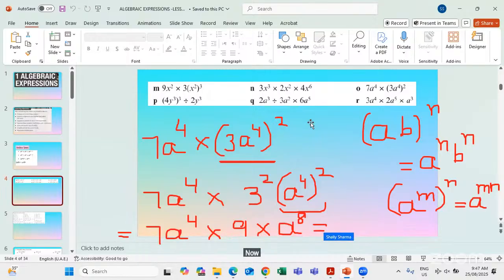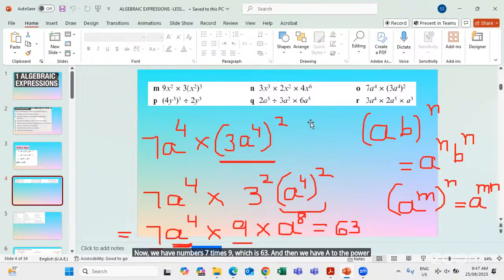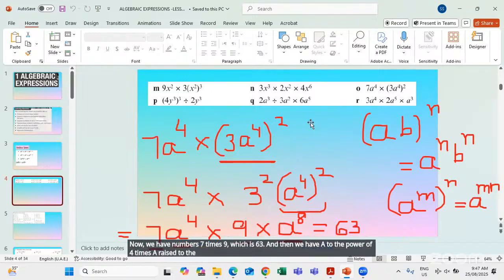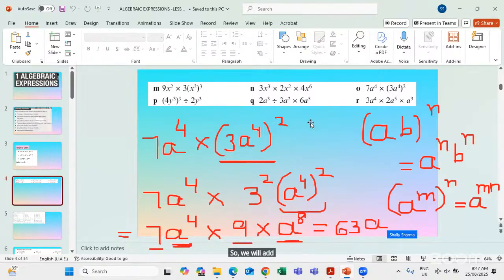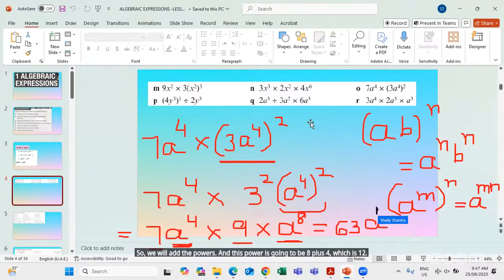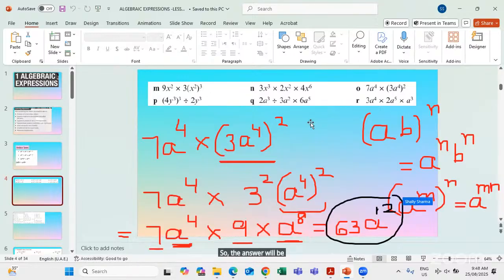Now we have the numbers 7 times 9, which is 63. And then we have a to the power of 4 times a raised to the power of 8. So we will add the powers, and this power is going to be 8 plus 4, which is 12. So the answer will be 63 times a raised to the power of 12.